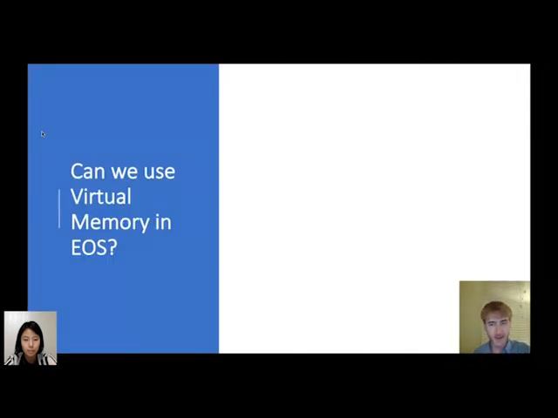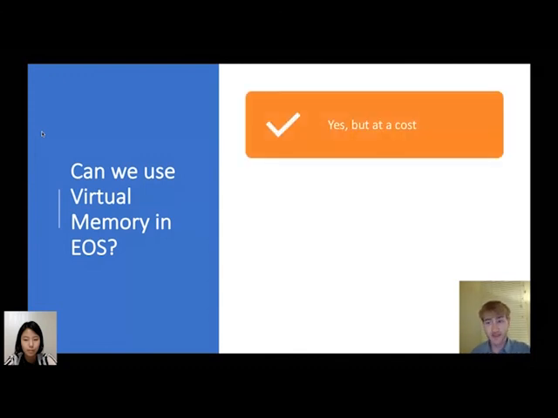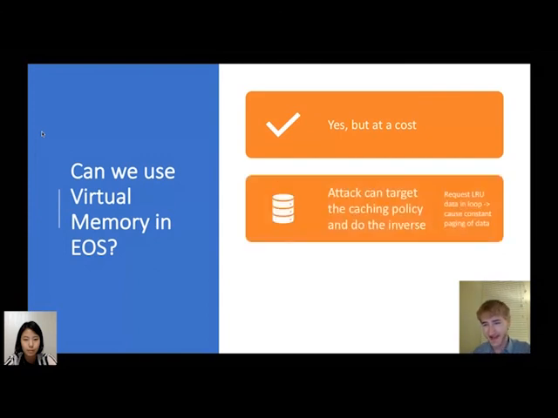So can we use virtual memory in EOS? And now specifically what I mean, because we are using this type of virtual memory, this memory mapped file, I mean using more data than actually we have RAM. So that means you will be using the swapping feature. And the answer is yes, but at a cost. There's always a cost. So what is that cost? Well, the cost is an attacker can really screw things up.